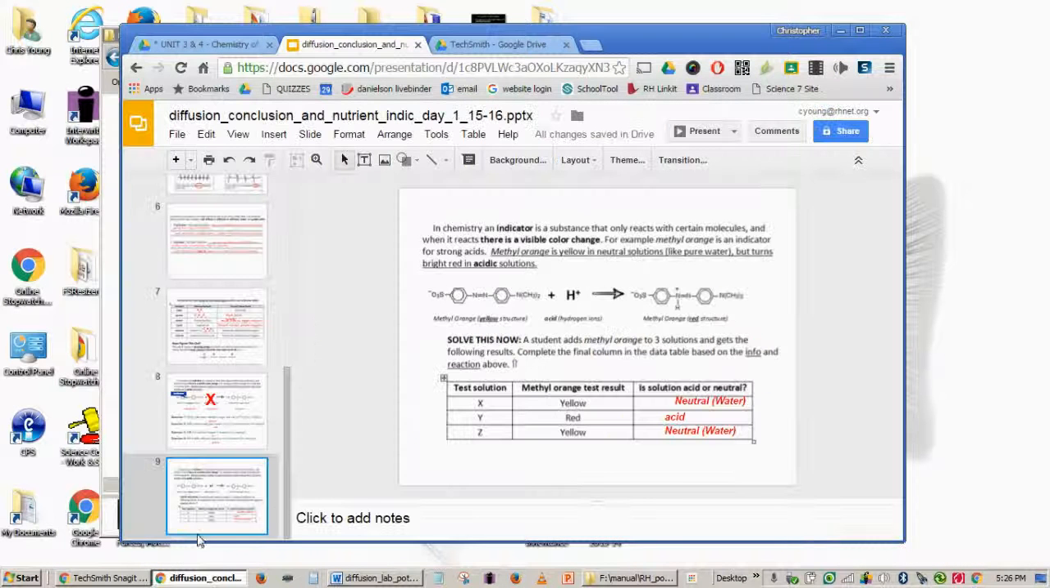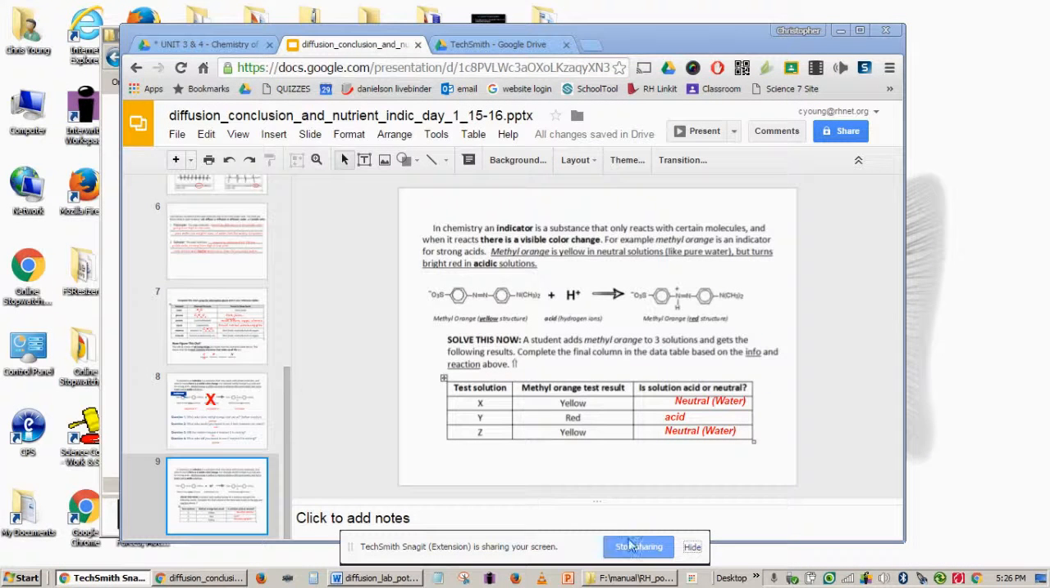Now, at this point, you are going to hit pause, and that is where we're ending for now. And hopefully you will be back to actually do the nutrient testing lab with us and try some indicator chemistry on your own.